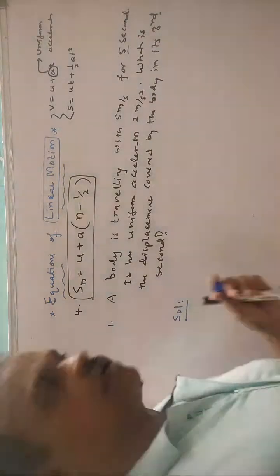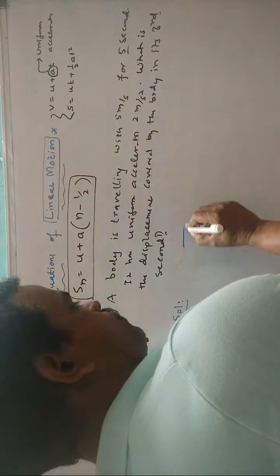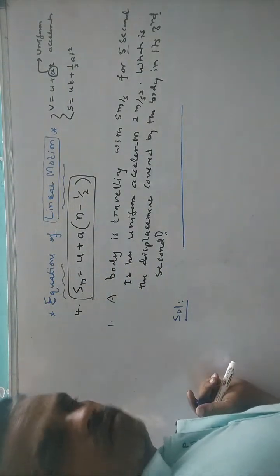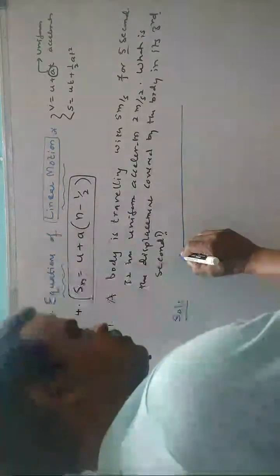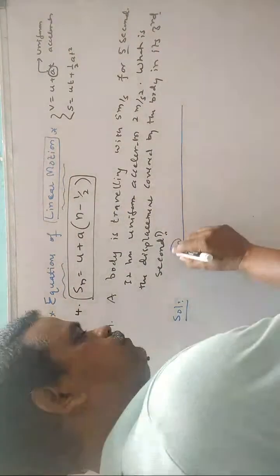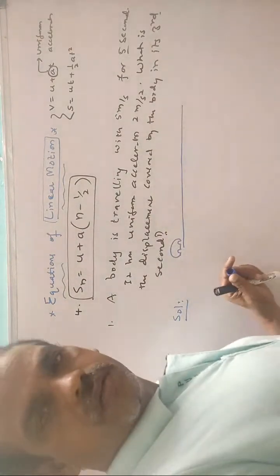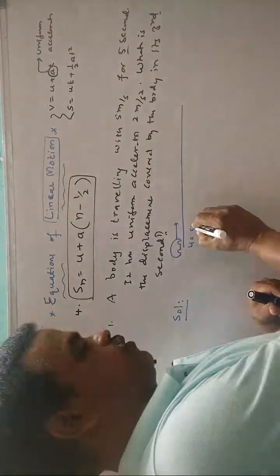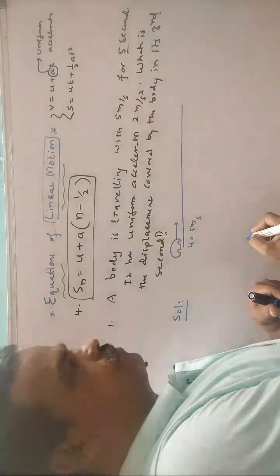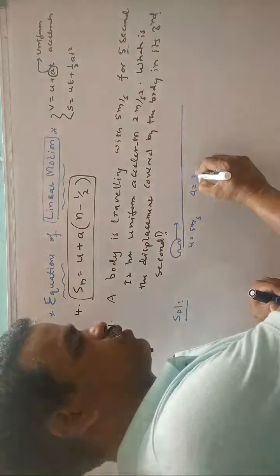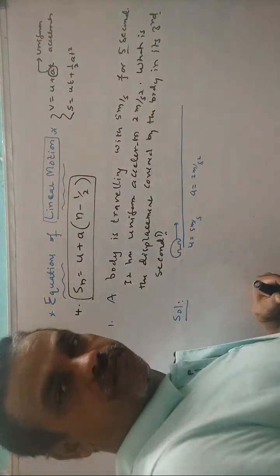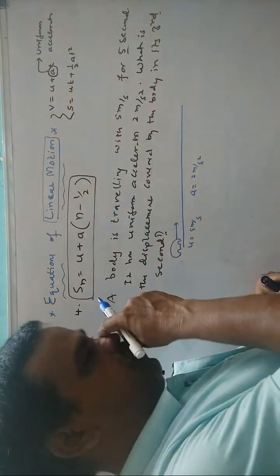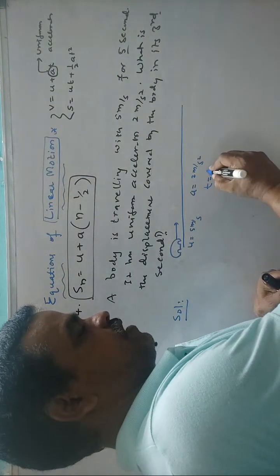I am discussing here. This is the body. This is a linear motion. For example, this is the body. It is moving with u equal to 5 meter per second, accelerating with 2 meter per second square. It travels for 5 seconds.